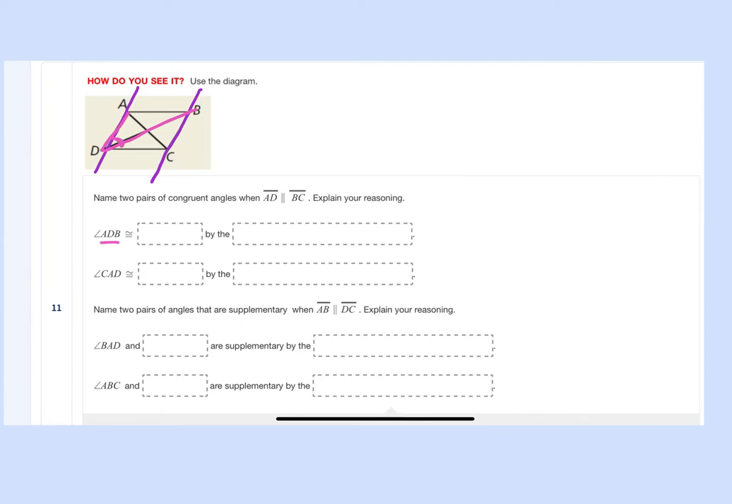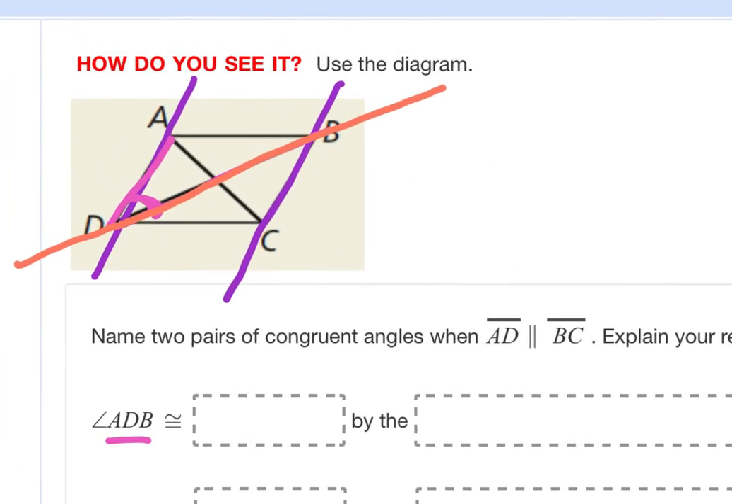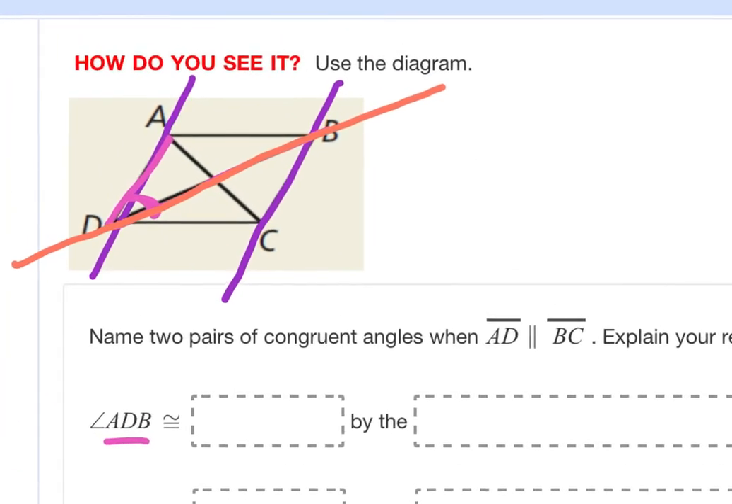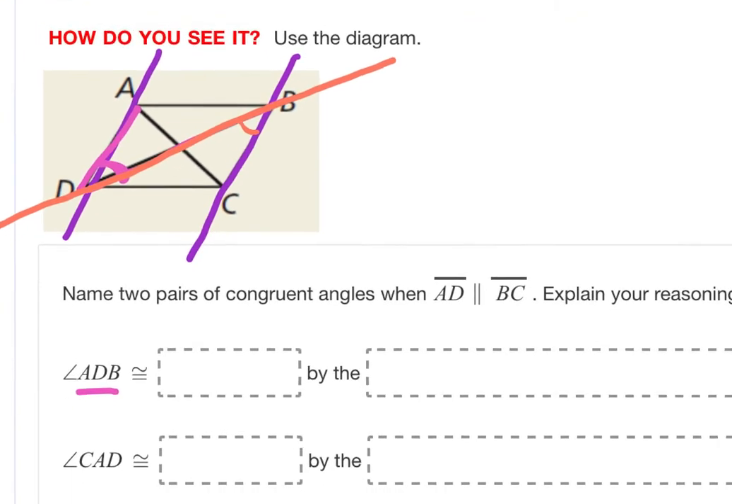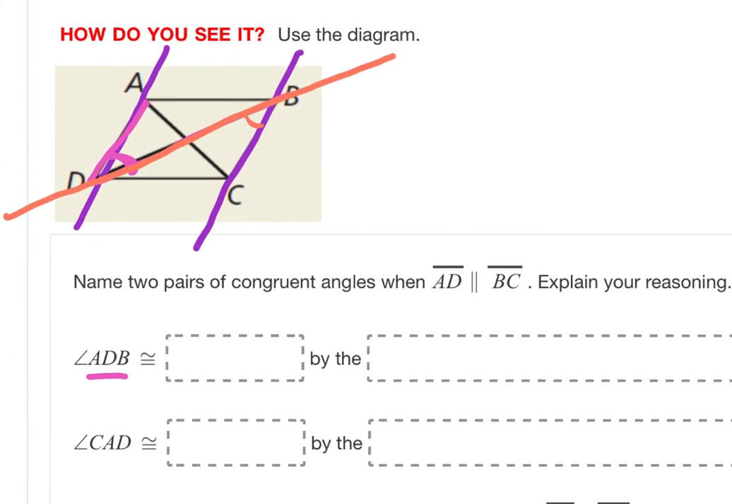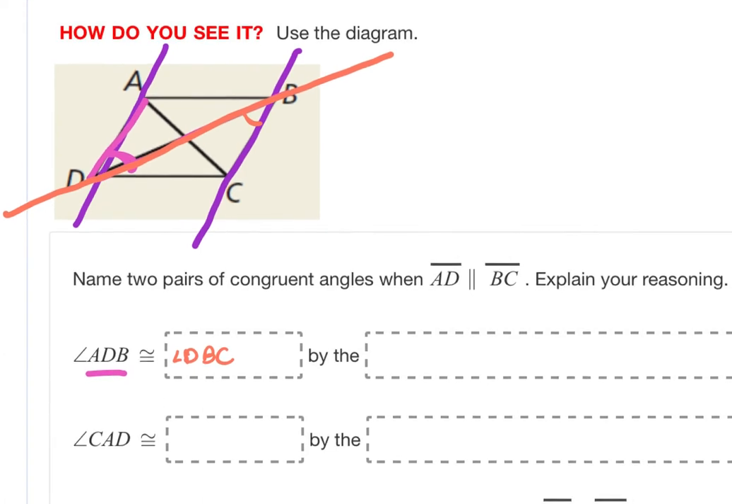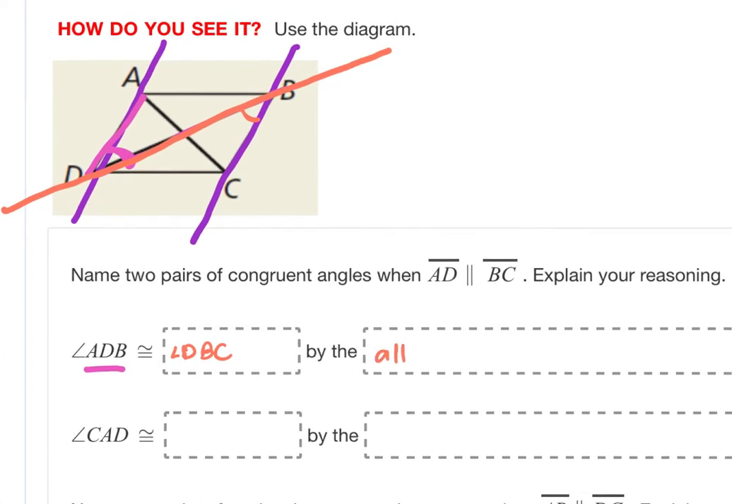Then I use this transversal. So I kind of ignore the other things and I just use the two purple lines as my parallel lines and then the orangey line as my transversal. That angle would link to this angle as alternate interior angles. So BC. So D, B, C, or CBD, okay? And that's alternate interior angles.